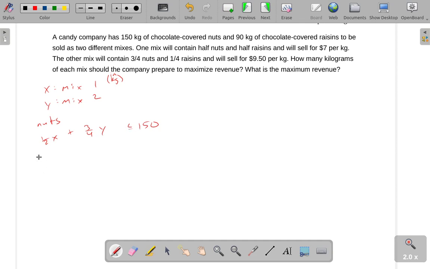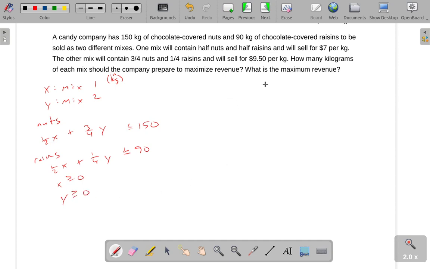And then we have another constraint here, the number of raisins. Let's see, the first mix is half raisins, so 1/2 X. The second mix is 1/4 raisins, 1/4 Y. And we have at most 90 kilograms of raisins to work with. My last constraints here are that I cannot make a negative amount of mix 1, and I can't make a negative amount of mix 2.